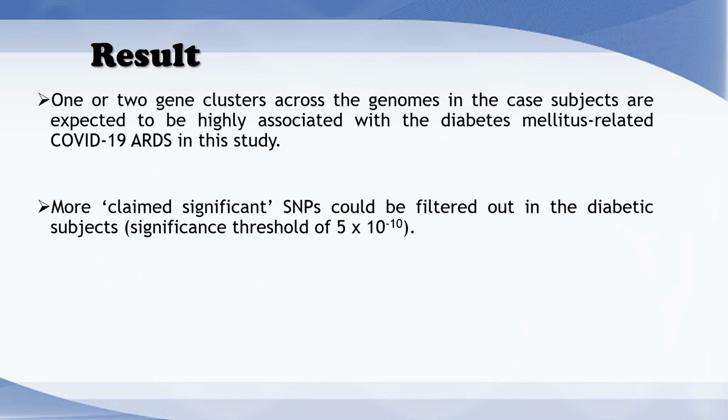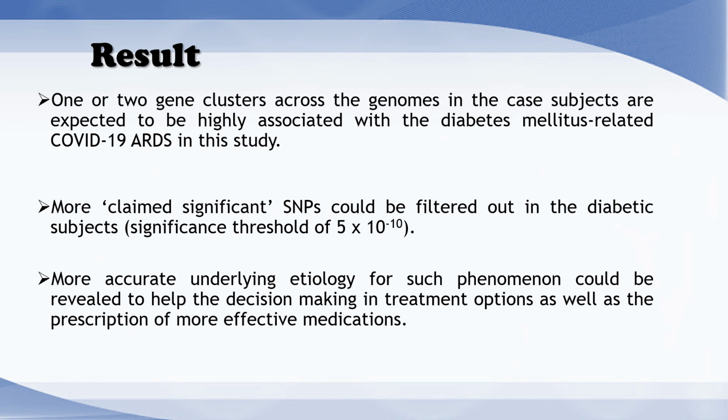With the potential genetic markers in diabetic patients discovered for association with higher risk of COVID-19 ARDS progression, a more accurate underlying etiology for such phenomenon could be revealed, in turn facilitating the decision-making in treatment options as well as the prescription of more effective medications for these patients in combating COVID-19 in future.